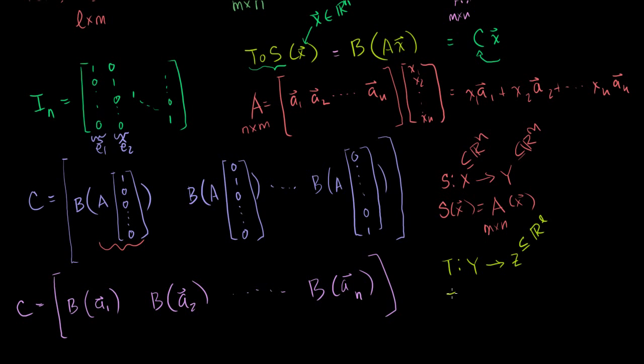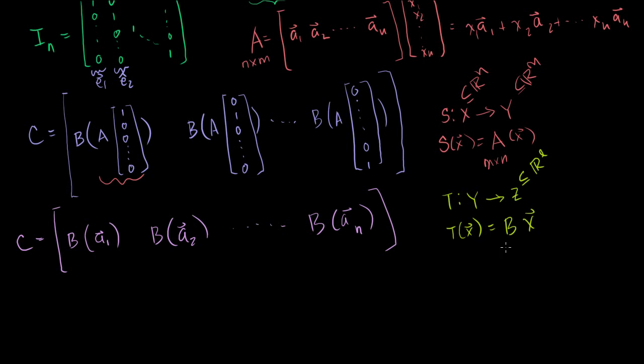And of course, the transformation T applied to some vector in Y can be represented as some matrix B times that vector. Since it's a mapping from a subset of Rm to RL, this will be an L by M matrix. And then we said, if we take the composition of T with S, of some vector in X, this reduced to B.